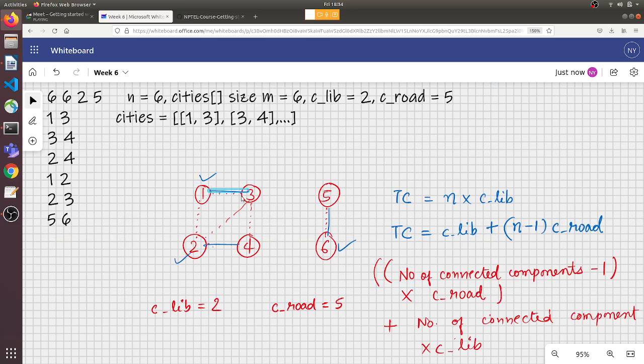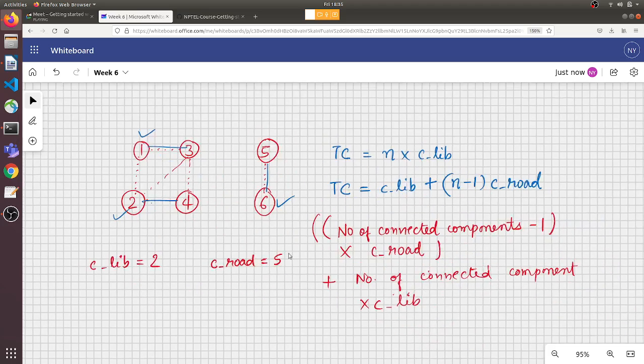Like this 1, 3, 2, 4 is one connected component, and 5 and 6 is another connected component. So we have two connected components here. There is no way to go from any node on this side to the other. There is no way to go from 1 to 5. So even if we have a library in 5, we can't use it from cities 1, 3, 2, 4. Therefore we need one library in every connected component, right?